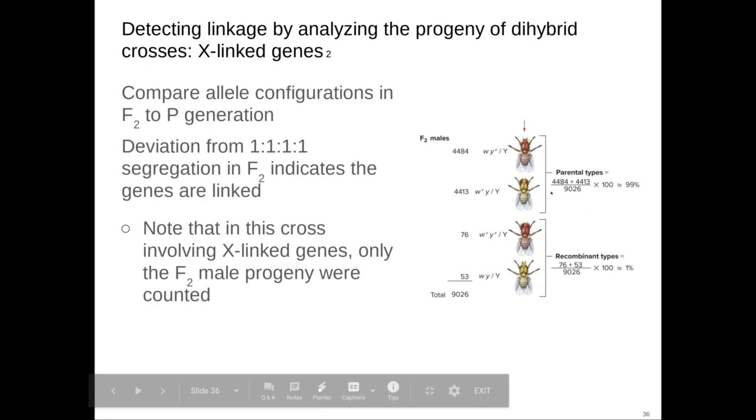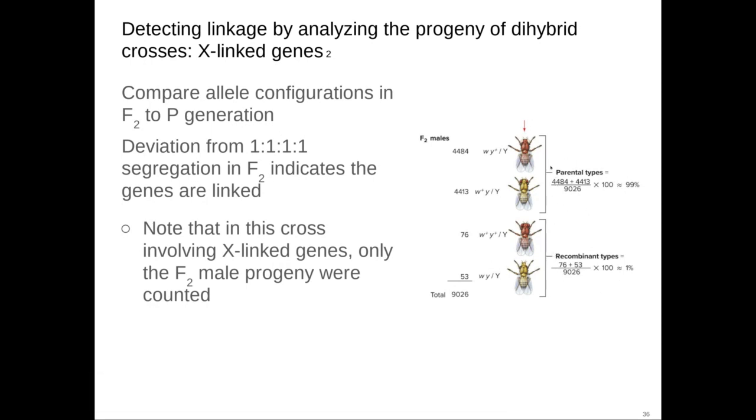And then we have the parental types, right? That are this white eye, brown body, and red eye, yellow body. Their percentage is about 99% of the population, while this is about 1% of the population. And you can see they're being carried together.